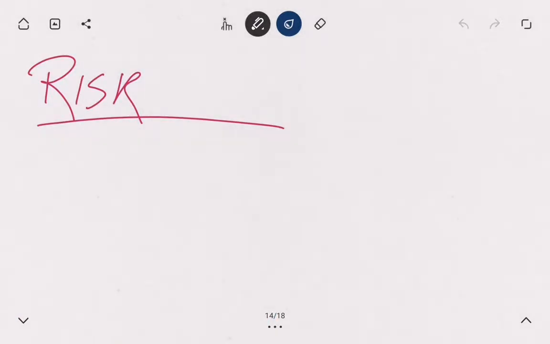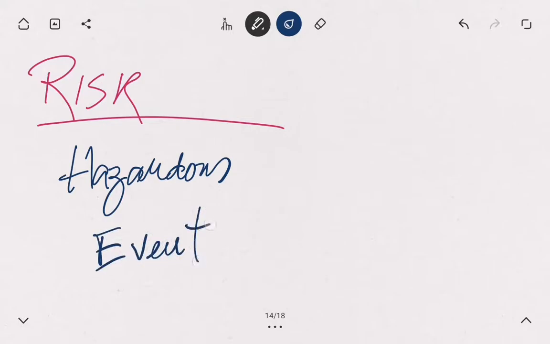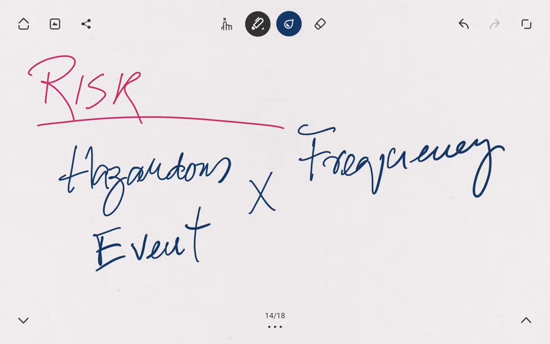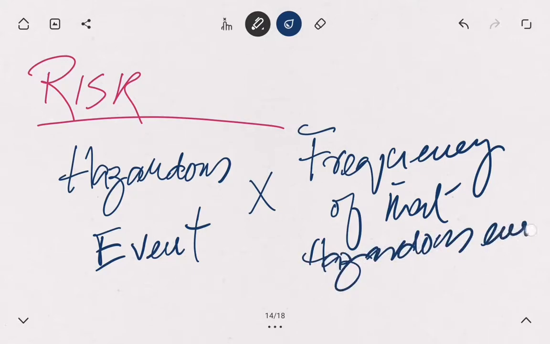Going to next, risk. Now we know the incident, we know the frequency. So when we combine these two, the incident of a specific magnitude of hazard, when we combine that with the frequency of that incident, it will give us the risk. So I would say hazardous event multiplied by the frequency of that hazardous event. So here we are talking about a specific event.